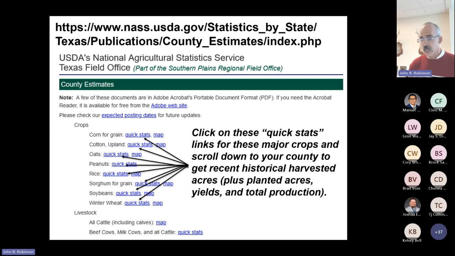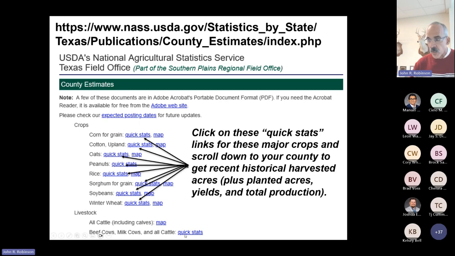Particularly if you're new to a county, I would go to this website. The URL is up at the top. I'd go to what I call the Quick Stats website, and I would click on any of these particular crops. If you want to know what's happened, not in 2024, but in recent years, 23 and 22, probably the two most recent years, and just get a feel for what's been grown in your county in the past, just to sort of orient yourself. You can click on any of these quick stat links and click your county, and there'll be data there on what's been planted, what's been harvested, what's been produced, and that's somewhat useful.